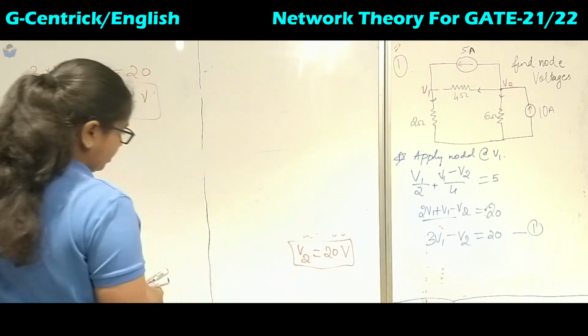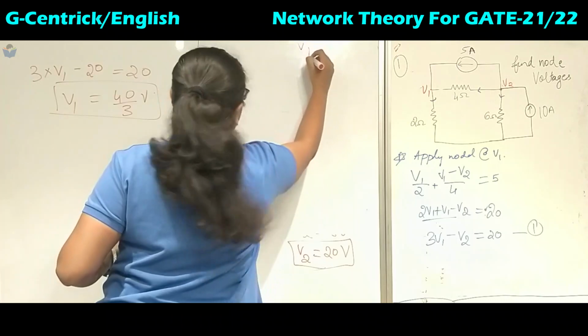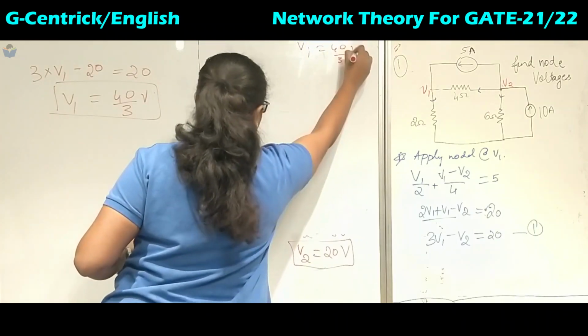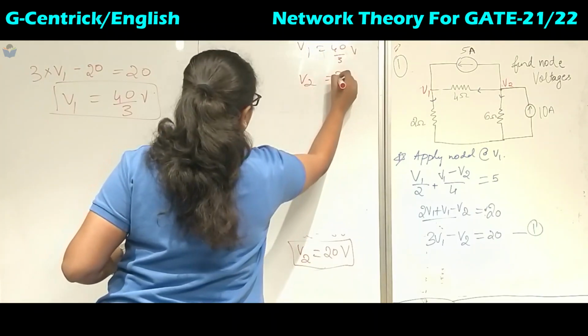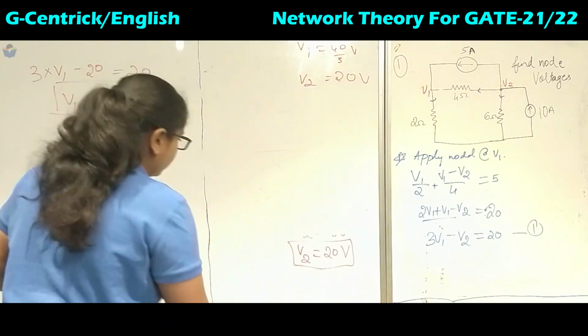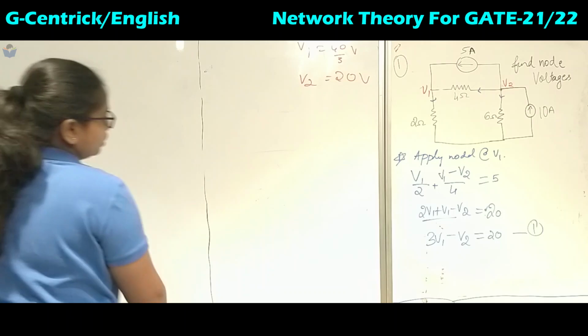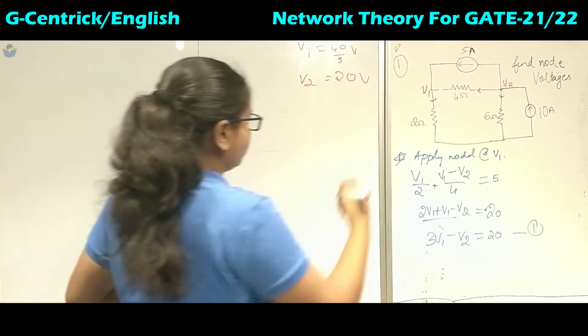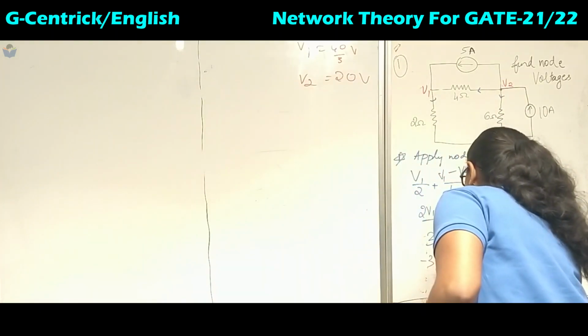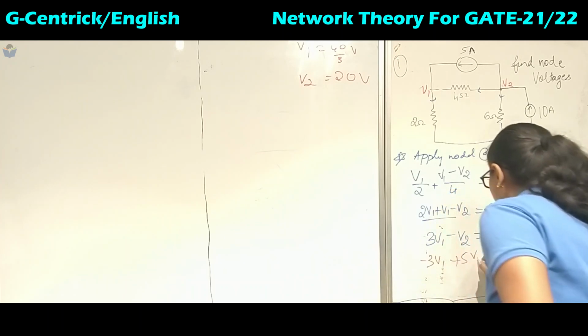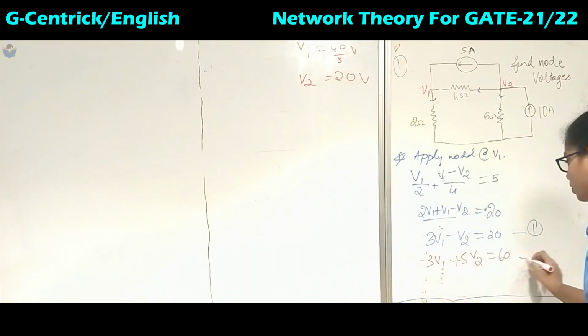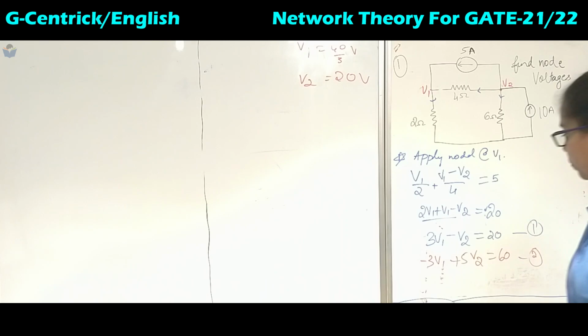Okay, let me write these answers here. So V1 is equal to 40 by 3 volts and V2 is equal to 20 volts. Okay, so I will write these equations. Equation 2 was nothing but -3V1 + 5V2 equal to 60. So this was our equation 2.